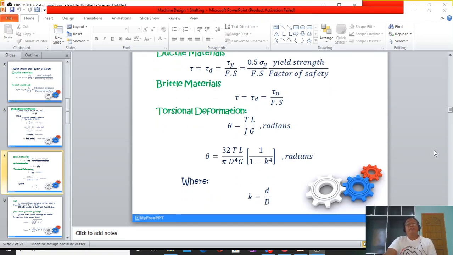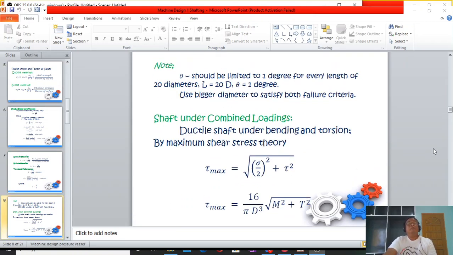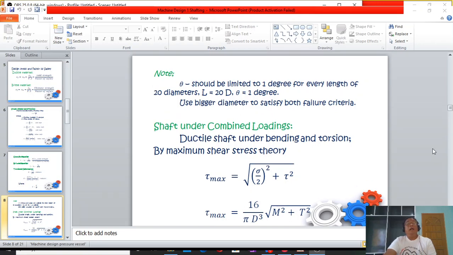Next is shaft under combined loadings. For a shaft under combined loadings, a ductile shaft under bending and torsion, we use the maximum shear stress theory. Take note, class, if the shaft is undergoing a load which is torsion and bending, the theory that you are going to use, of course, is the maximum shear stress theory.